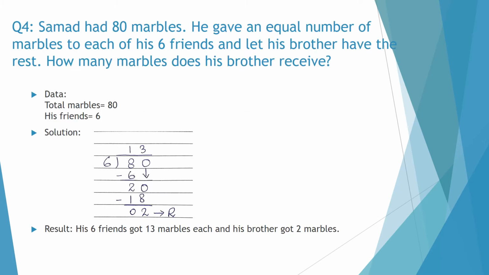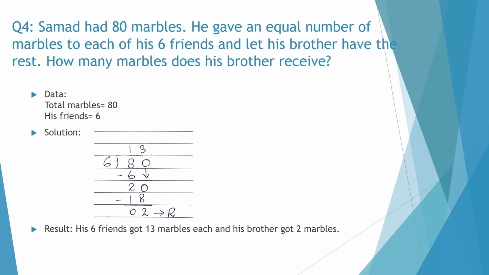Question number 4. These are word problems, and you all know the rules of word problems, that you have to read it as many times as possible to understand the question, so that you can gather data, solution and result. Someone had 80 marbles. He gave an equal number of marbles to each of his 6 friends and let his brother have the rest. How many marbles does his brother receive?